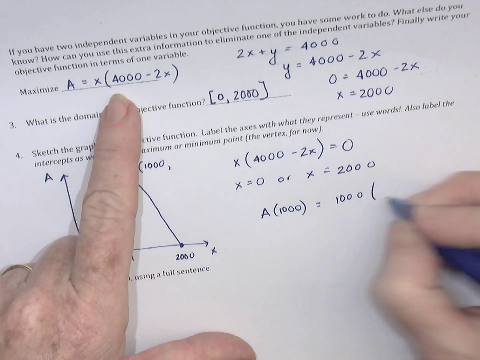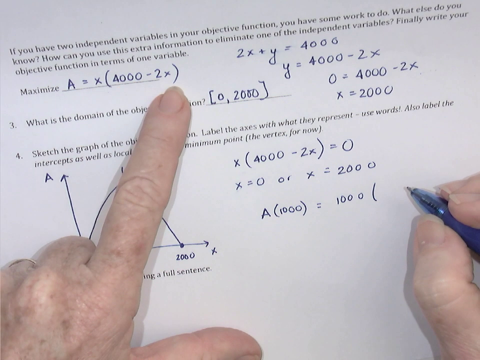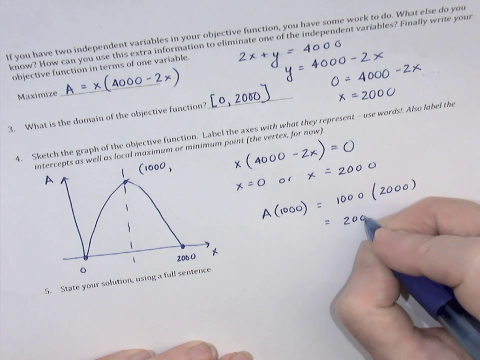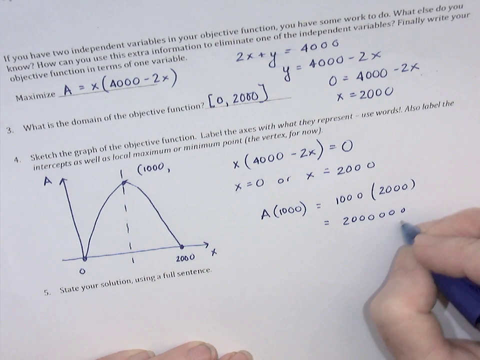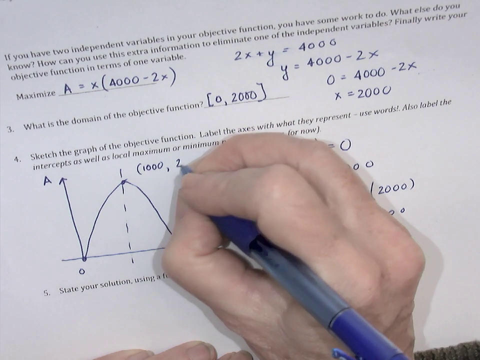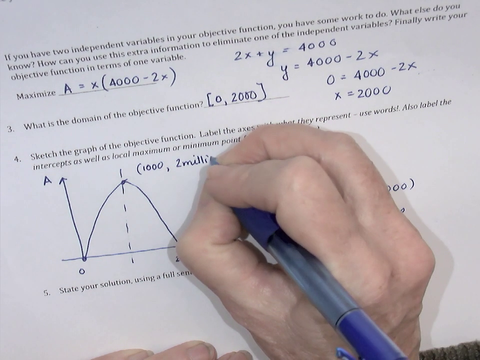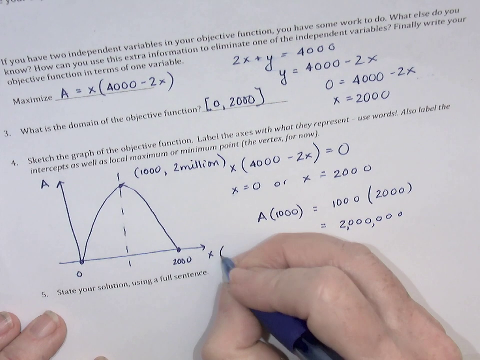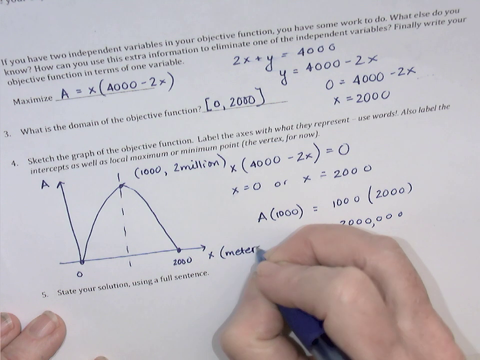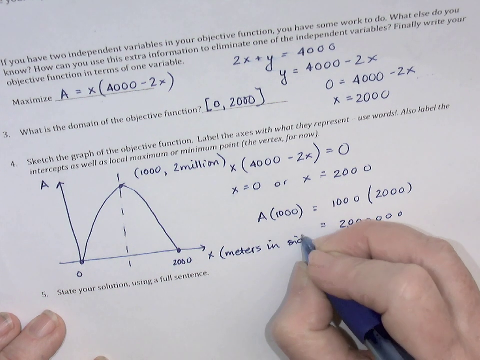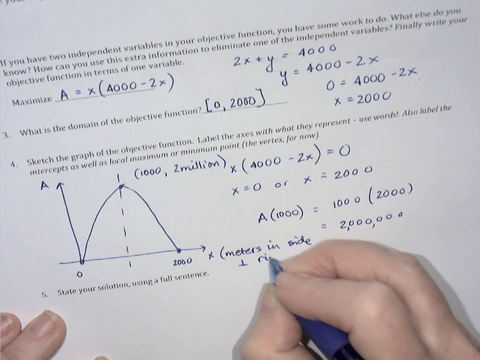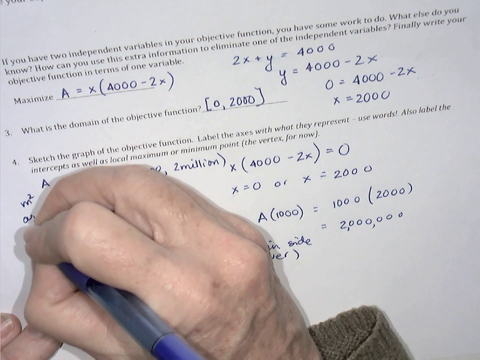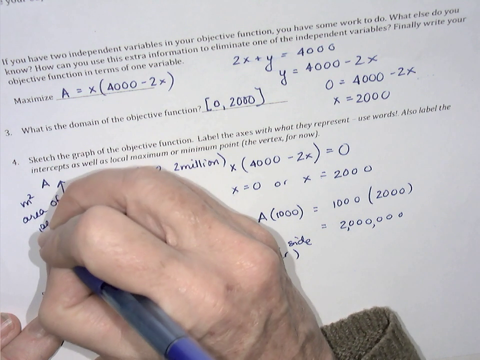And if I plug 1,000 into this objective function, that's 1,000 times (4,000 minus 2,000), so that's 1,000 times 2,000, which is 2 with 6 zeros, so 2 million. So this axis, x, is meters in the side perpendicular to the river, and this axis is square meters, the area of the pen.